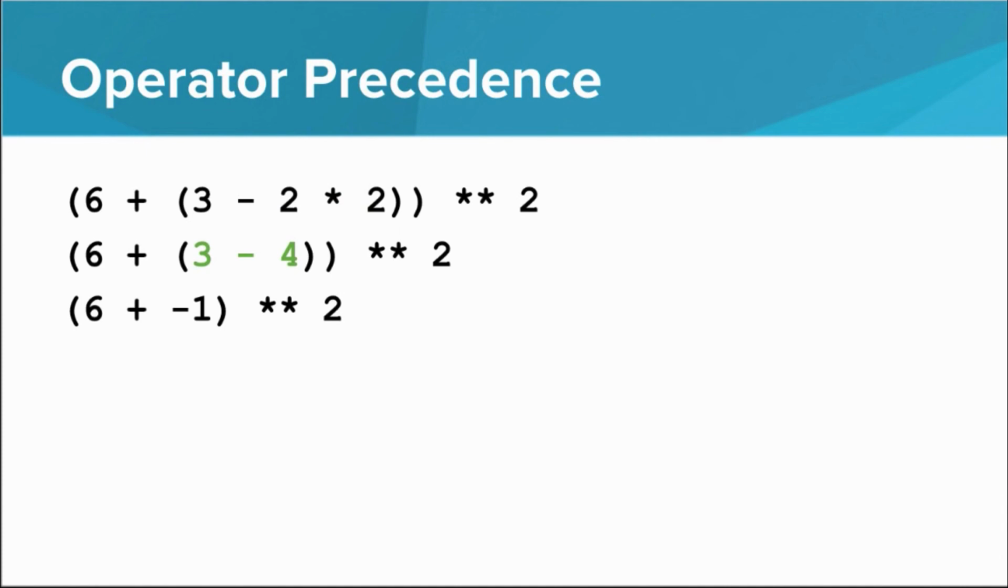Then we're left with a simple addition expression in parentheses, so we evaluate that. And finally, we're left with a simple exponentiation expression. And the final result is 25. Note that even though exponentiation had higher priority than multiplication, addition, or subtraction, because of the way the parentheses were arranged, it was the last operator to be evaluated.